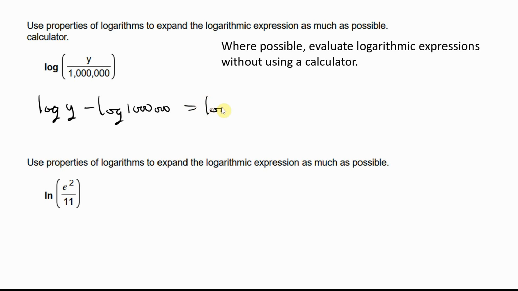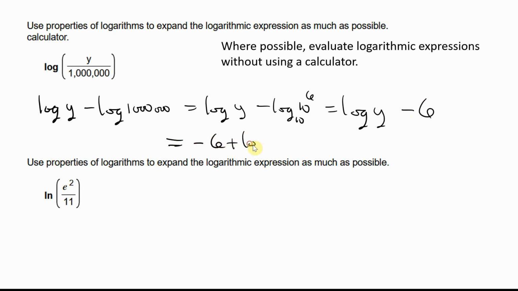And so this is log base 10 of y, minus, look at this, log base 10 of 10 to the 6th power. Remember that property. So this is log of y minus 6. And I better write it correctly so we don't get confused. This is negative 6 plus log of y. You probably better put that in the calculator, because over here, you don't want to get confused by looking at this.